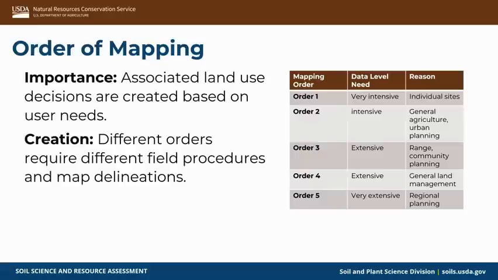Now, on the flip side, in parks, national parks, BLM land, public land, really remote areas that have very few land users, you don't need as intensive mapping. And that can be at an order 4 or 5. These also have corresponding and different field procedures and delineations that we will follow, with protocol based in the Soil Survey Manual, depending on what the landowners need.